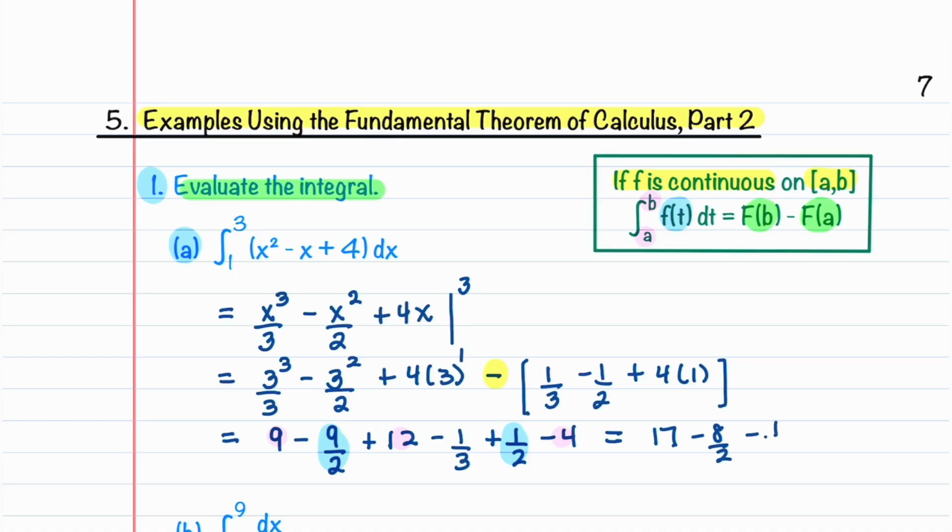And then we have minus 1/3. Minus 8 over 2 is just 4. So 17 minus 4 is 13. And then we have minus 1/3.